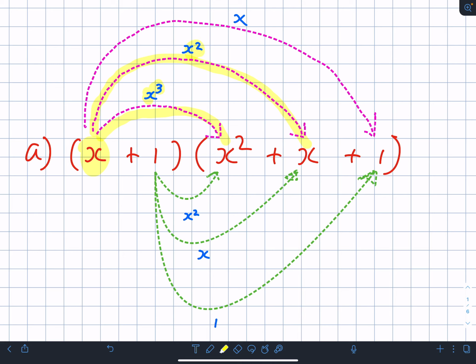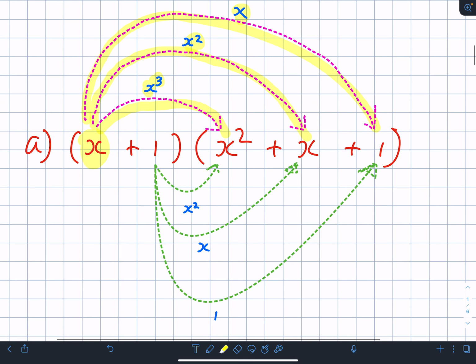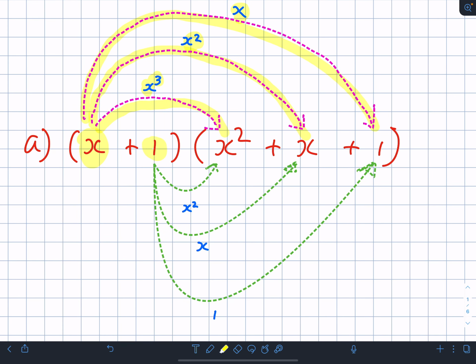And then we multiply x by 1, which gives us x. So this is the first part of expanding. We've multiplied by x. And then secondly, we want to multiply 1 by x squared. That gives us x squared. And then 1 multiplied by x, that gives us x. And 1 multiplied by 1 gives us an answer of 1.